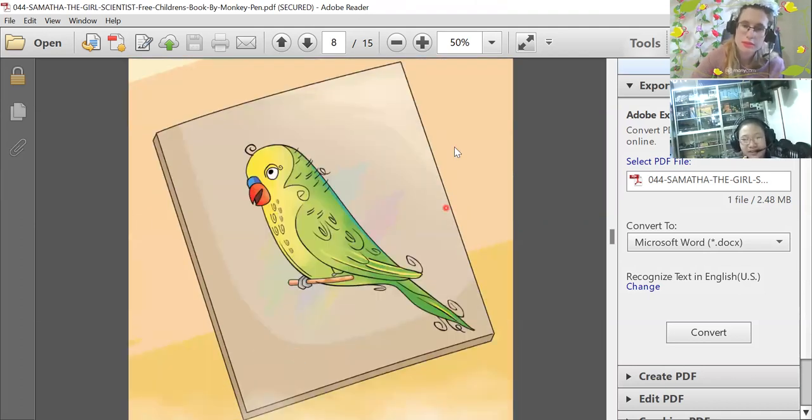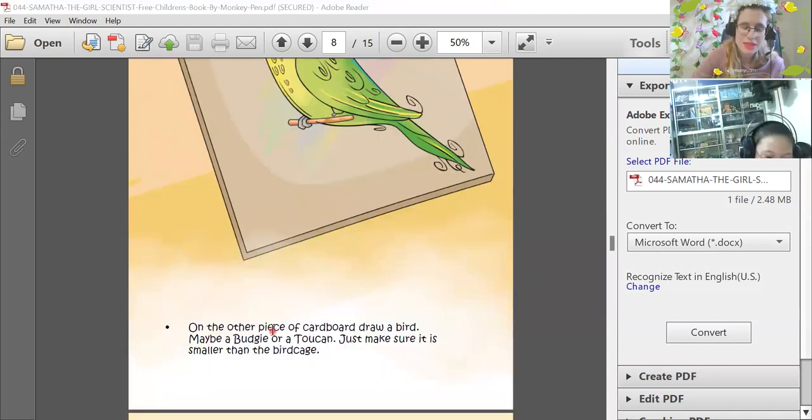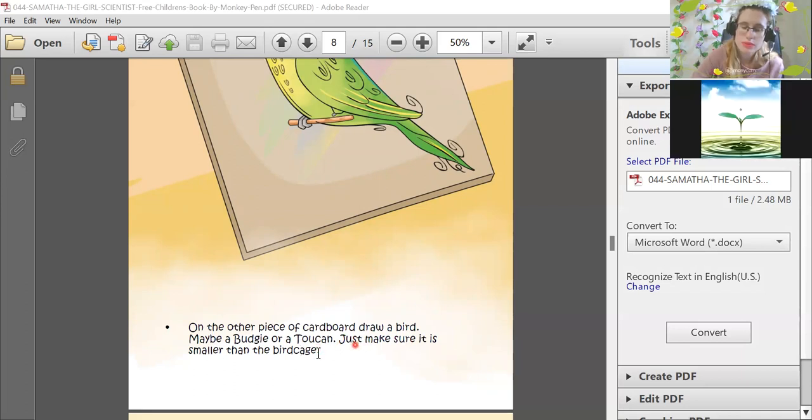Oh, the bird. On the other piece of cardboard, draw a bird. Maybe a budgie or toucan. Just make sure it is smaller than the bird cage. Okay, good work.